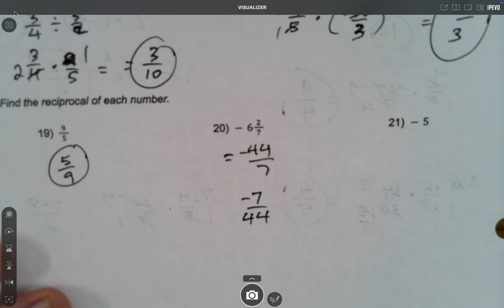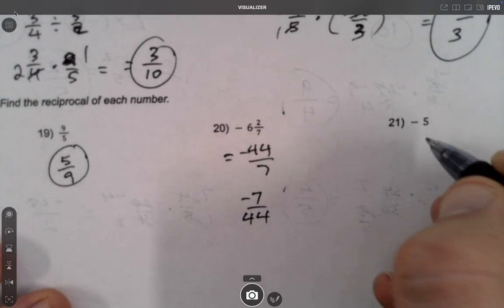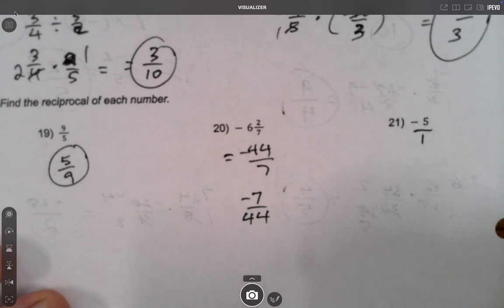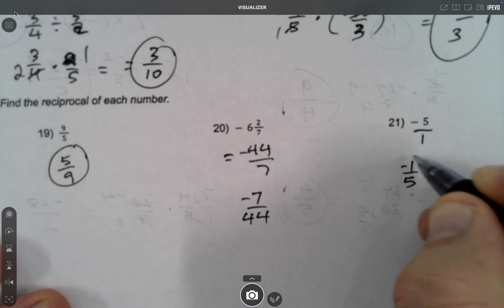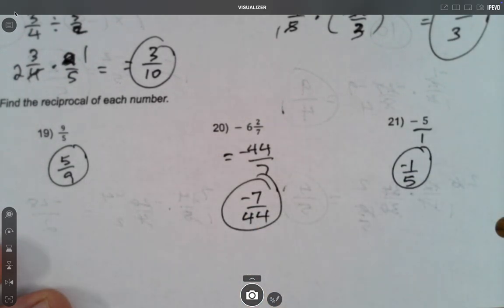And with 21, you might be like, how do I flip a whole number? Fair question. First, we write the whole number as a fraction, because we can always put a whole number over 1. Now, we flip that fraction over, keep the negative sign, we get negative 1/5.